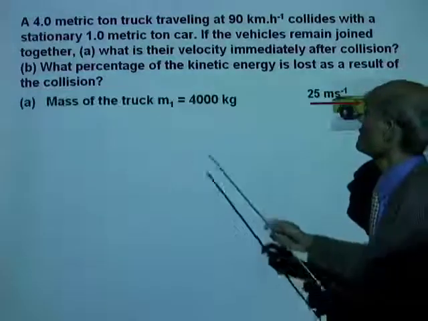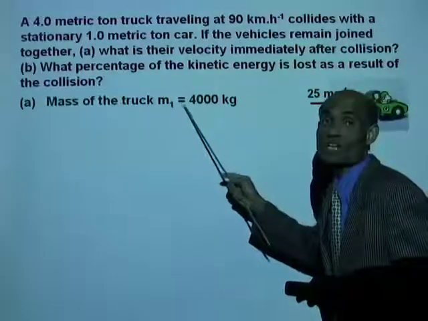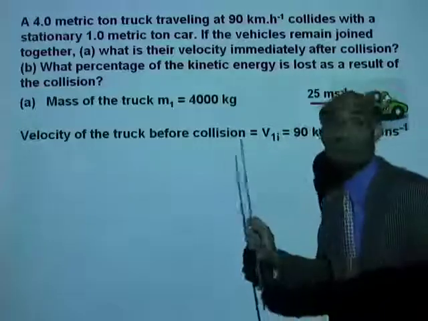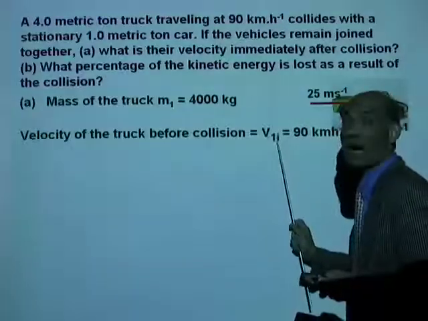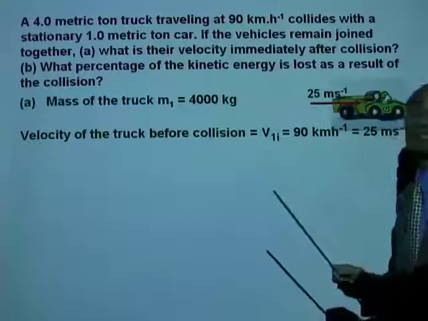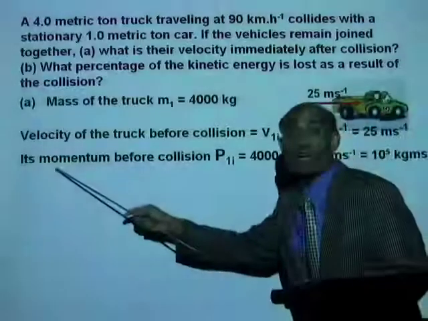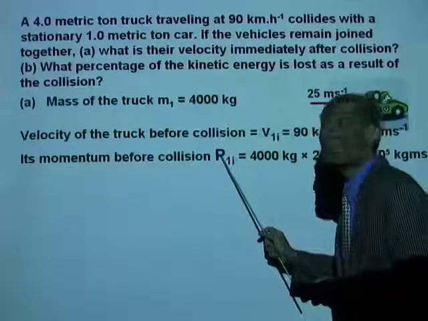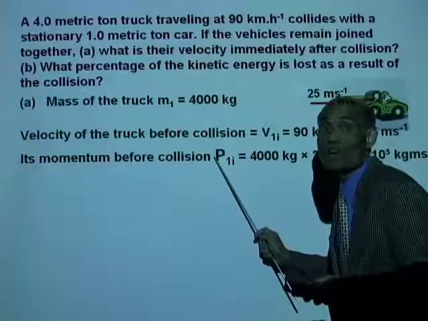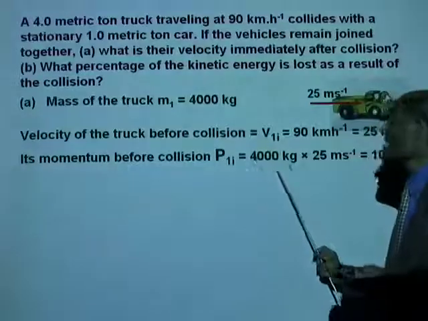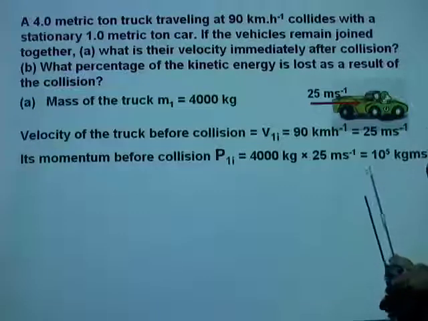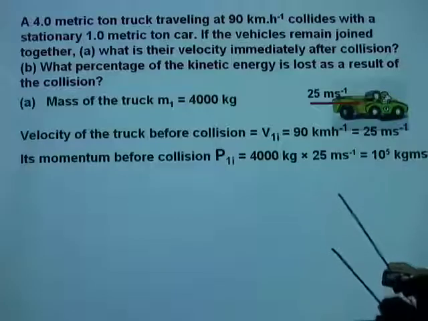That is the situation. So the mass of the truck, M1, is 4,000 kilograms. Its initial velocity before collision, V1I, is 90 km per hour, that is 25 meters per second. Therefore, its momentum before collision, P1I, the initial momentum of the first object, is its mass times the initial velocity, and that is 10 to the power 5 kilogram meters per second.